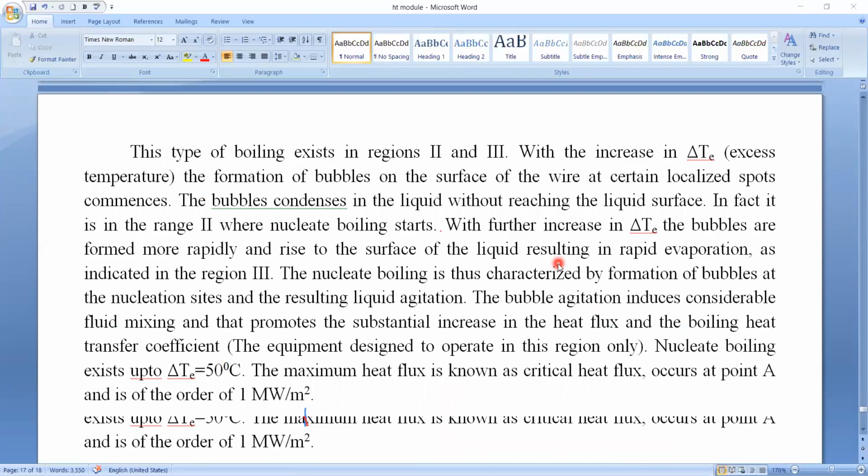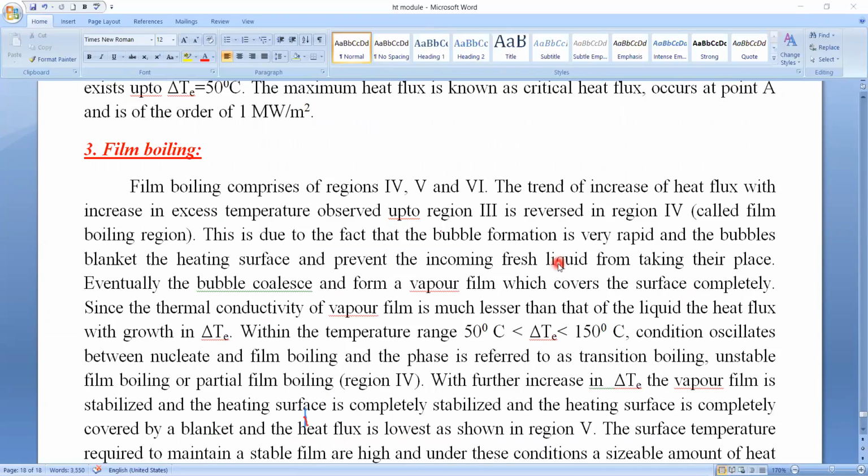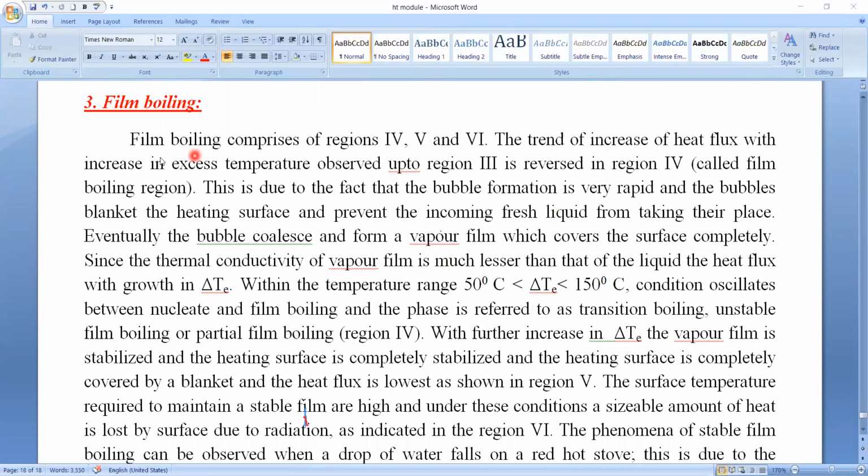So let us see what is going to happen in film boiling. Film boiling comprises regions 4, 5, and 6. The trend of increase in the heat flux with increase in excess temperature is observed up to region 3.